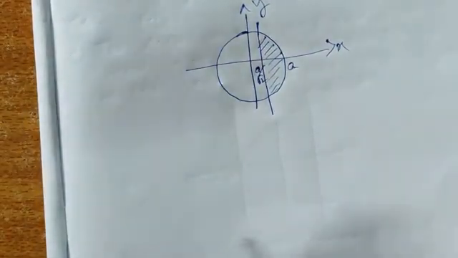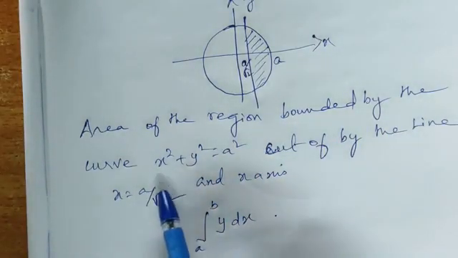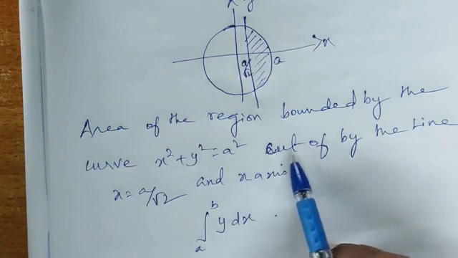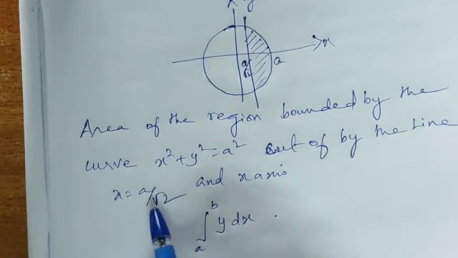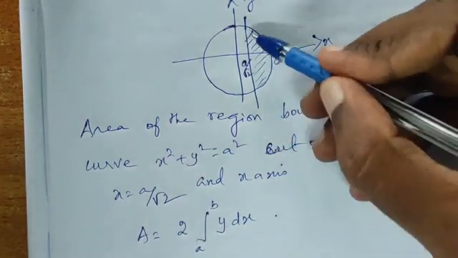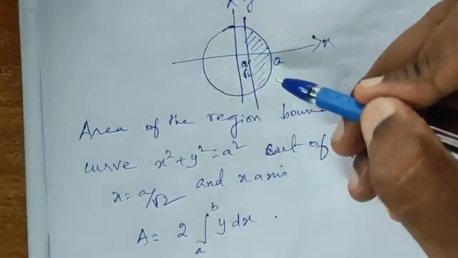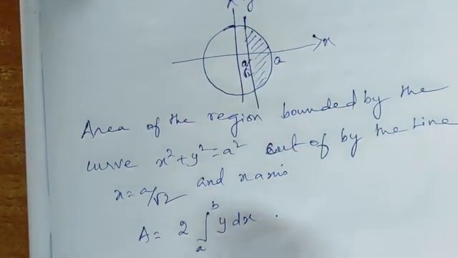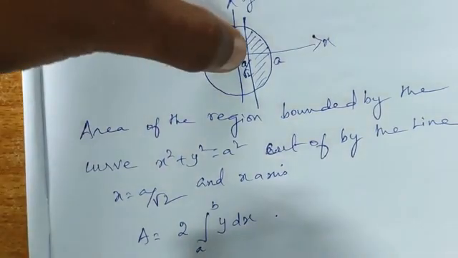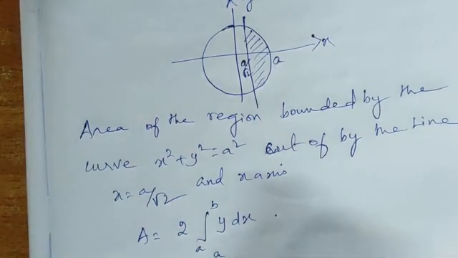Therefore, the area of the region bounded by the curve x square plus y square equal to a square, cut off by the line x is equal to a by root 2, first we can write the formula: 2 into the shaded portion. Since the circle is symmetric about both axes, 2 into integration, with limits from a by root 2 to a, of y dx.